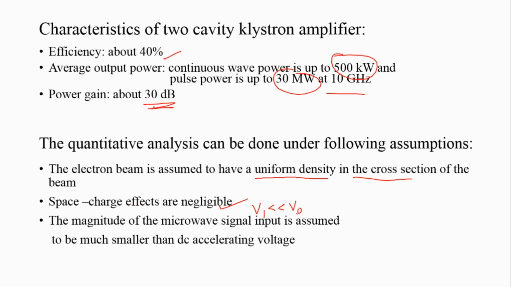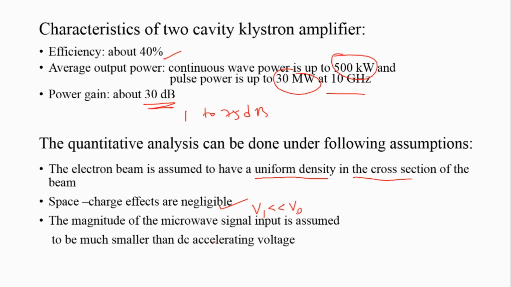And next we had seen the characteristics of the two cavity klystron. In that, the two cavity klystron was 40% efficient, and its average output power was 500 kilowatt for continuous wave and 30 watt for pulse power, and the power gain may be 1 to 75 dB, but nominally we take 30 to 40 dB.